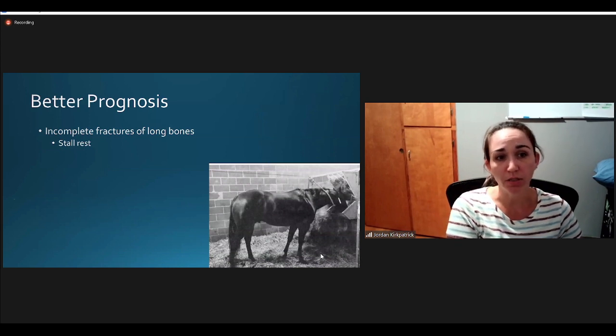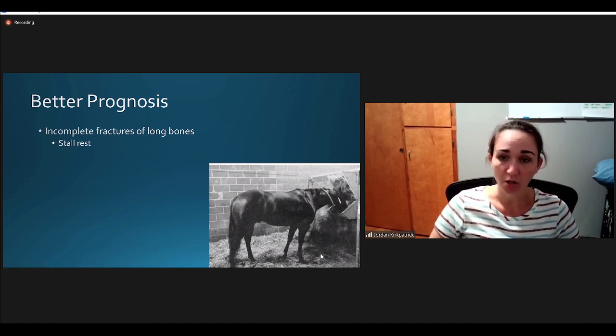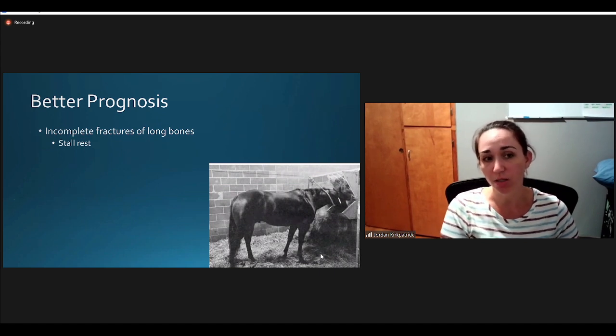Better prognosis, if incomplete fractures of long bones, you can put them on stall rest. And in this image, you can see there's a line going across here, and the horse is actually tied to the line. This is to help prevent the horse from laying down. You could also put them in a sling if they're in a hospital setting to help prevent this.